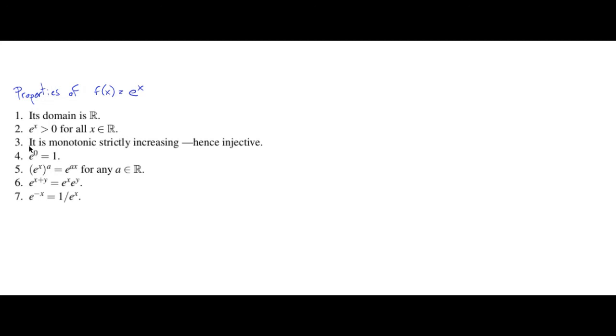E to the x is monotonic, strictly increasing, and then injective, of course. So that's easy to see again, because if you have x and y, you would see that e to the y is just e to the x times e to the y minus x, right? So if x and y are not the same, this thing is greater than 0, and this thing is greater than 0. So this thing is greater than e to the x, sorry, so that's what I meant. So x is smaller than y, right? So that was my argument.